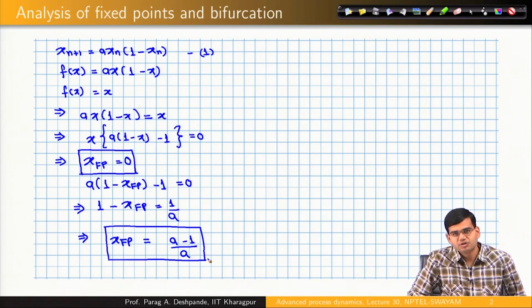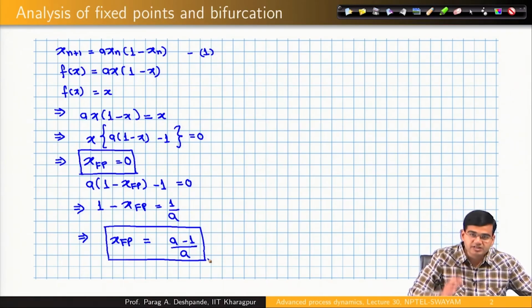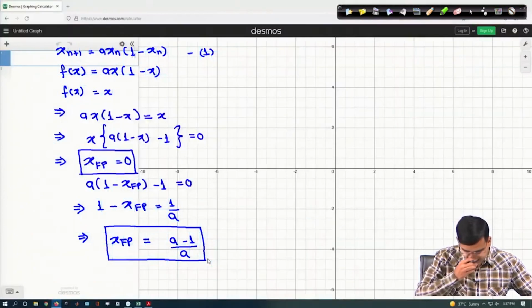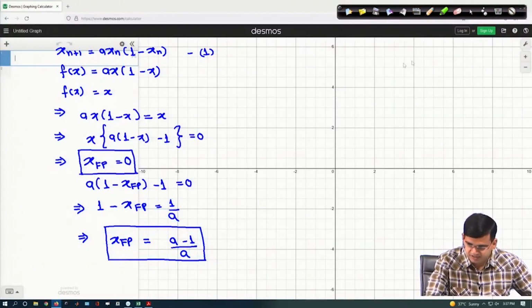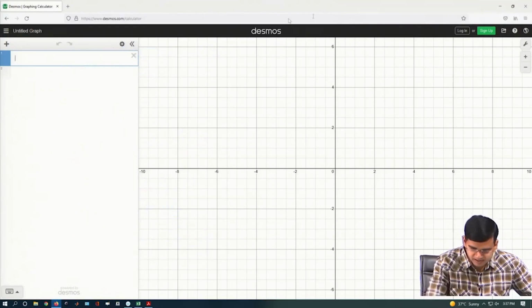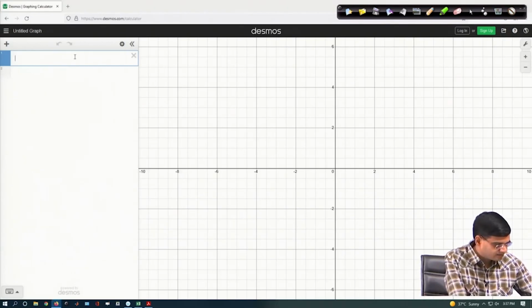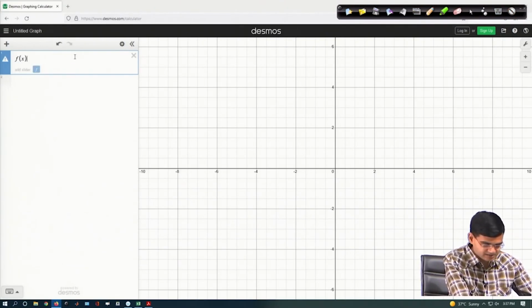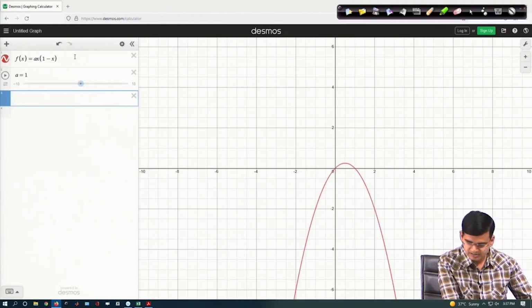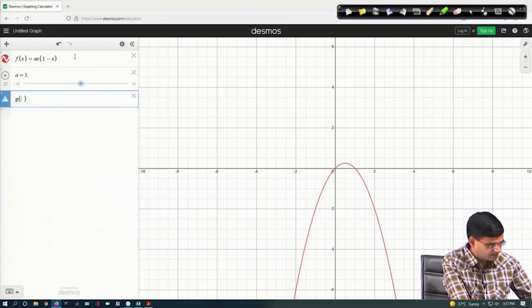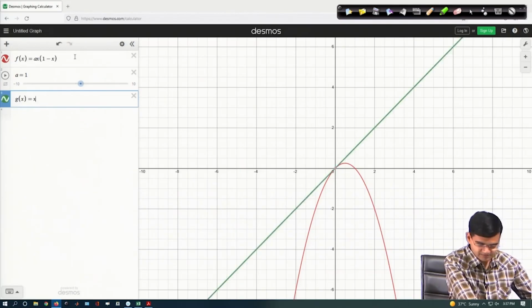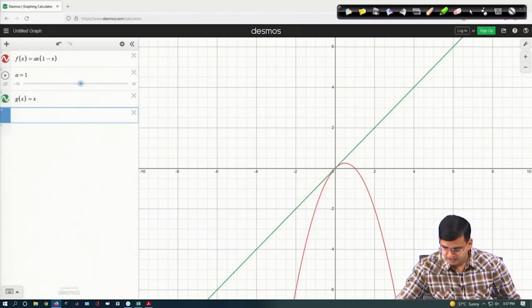Will I always get 2 fixed points? Is there any condition under which I may not get 2 fixed points? We can quickly check this by solving this problem using graphical method. So, following the graphical method, I have f(x) = a x (1 - x) and g(x) = x, right. So, let me analyze this.